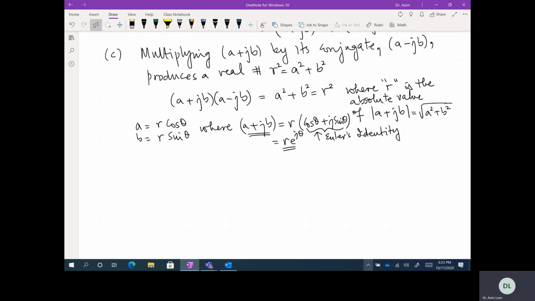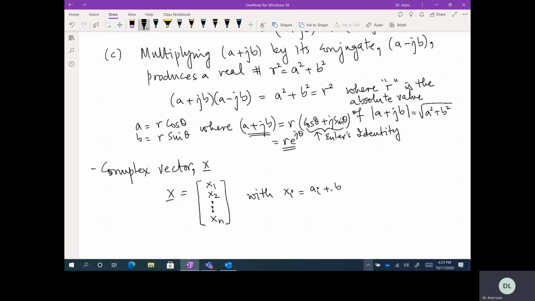So a complex vector X can be written as X1, X2, up to Xn, with Xi equal to ai plus j bi.